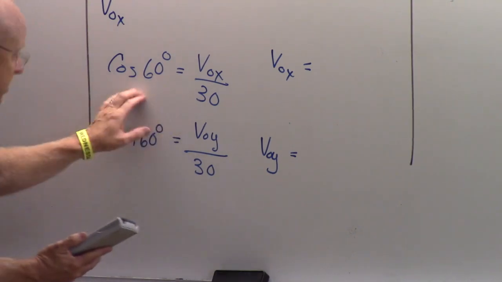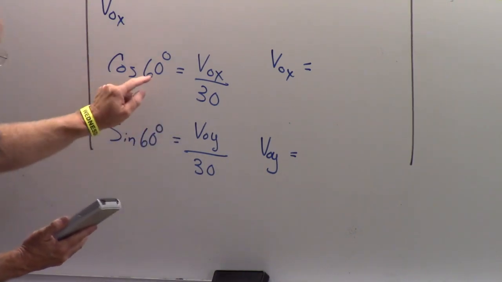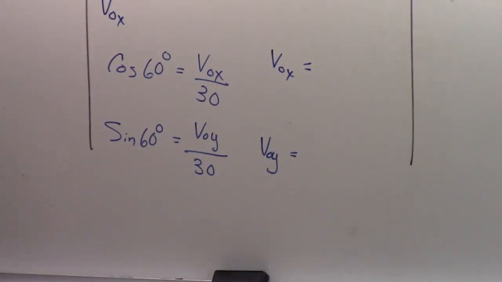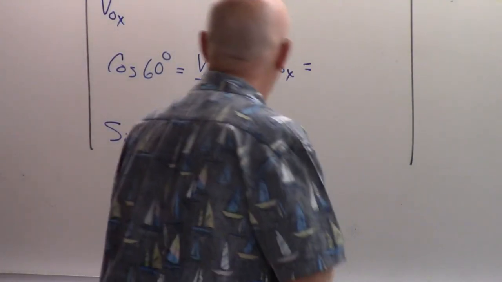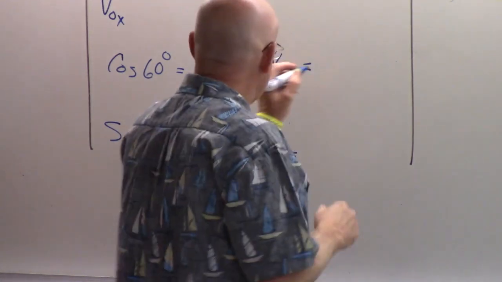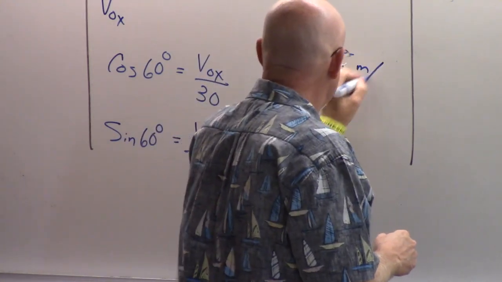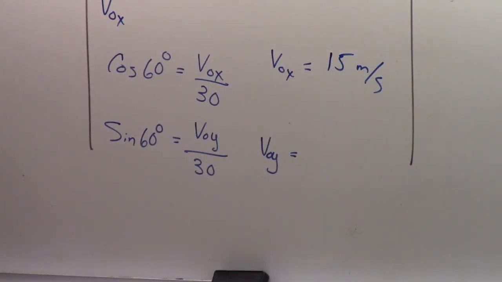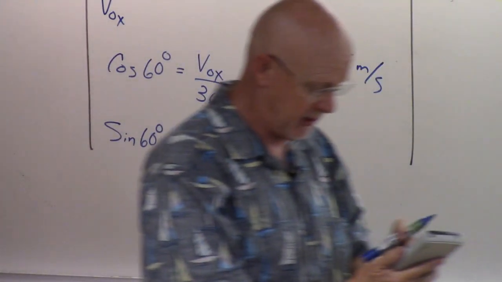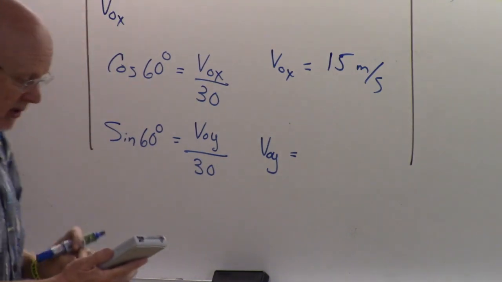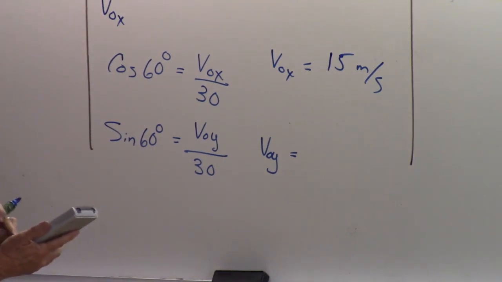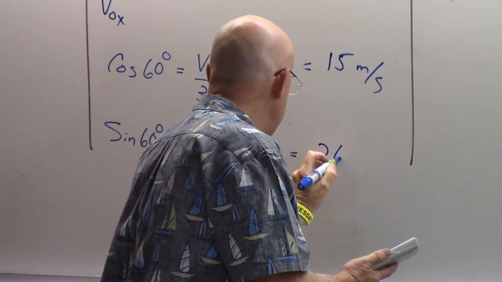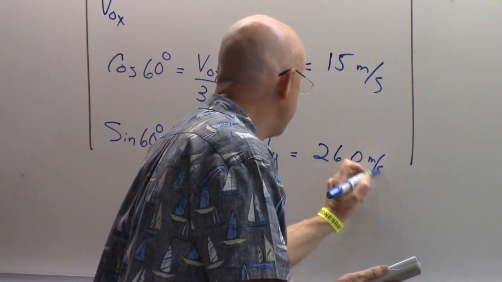All right, so this is going to be cosine of 60. That's a half times a 30. So that's a 15. 15 meters per second. The other one was that sine 60, which must be 0.866, and then times 30. And so this is 26.0 meters per second.